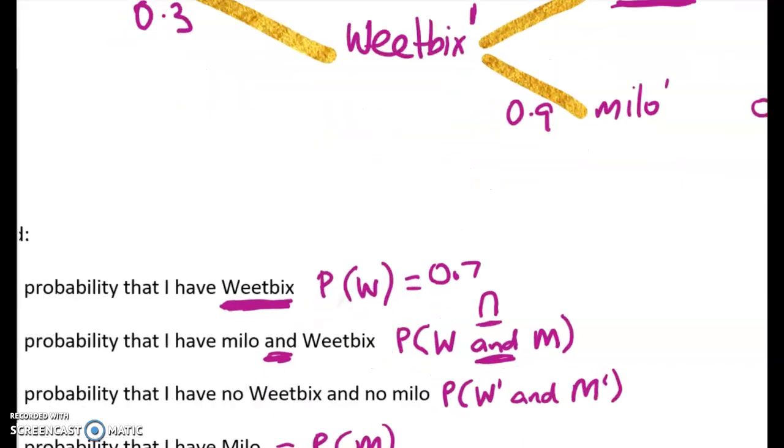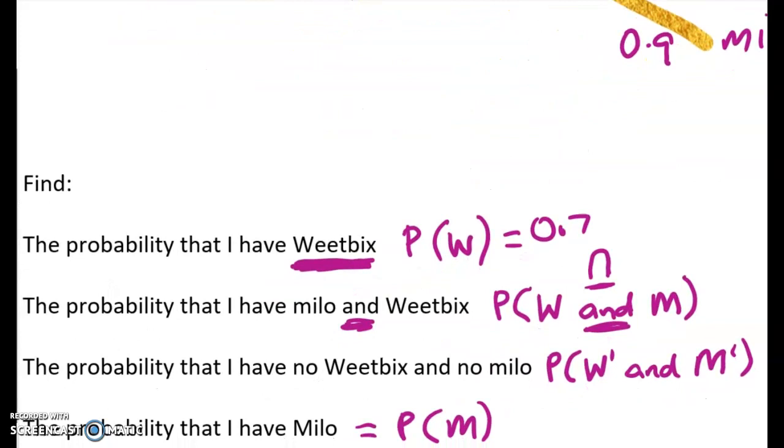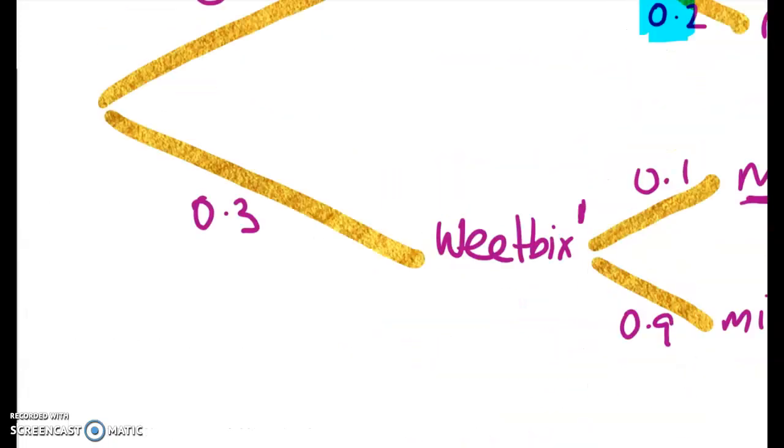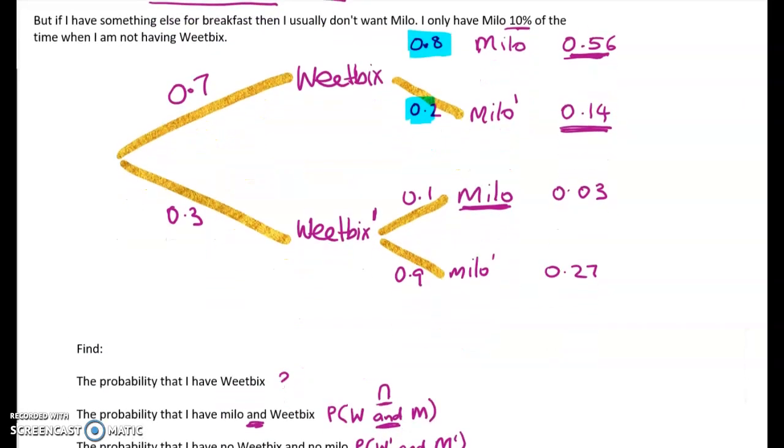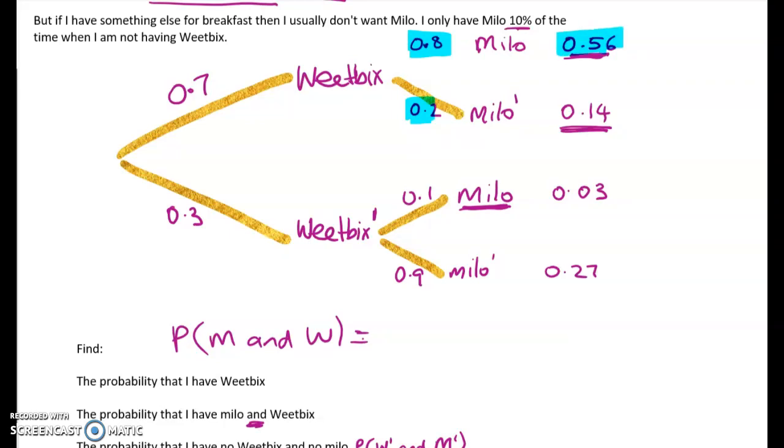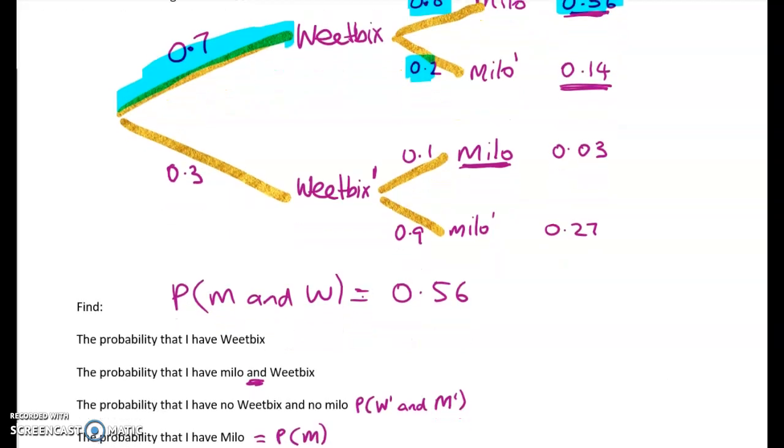Now, what about these next ones? The probability that I have Milo and Weet-Bix is going to have two things in it. So let's shrink this a bit. So the probability of Milo and Weet-Bix, oh, this has only got one thing in it. This is still a nice, easy one, right? So Milo and Weet-Bix is this one here, right? So we've gone 0.7 times 0.8 there, and we've lost our tree branch. There we go. So 0.56.